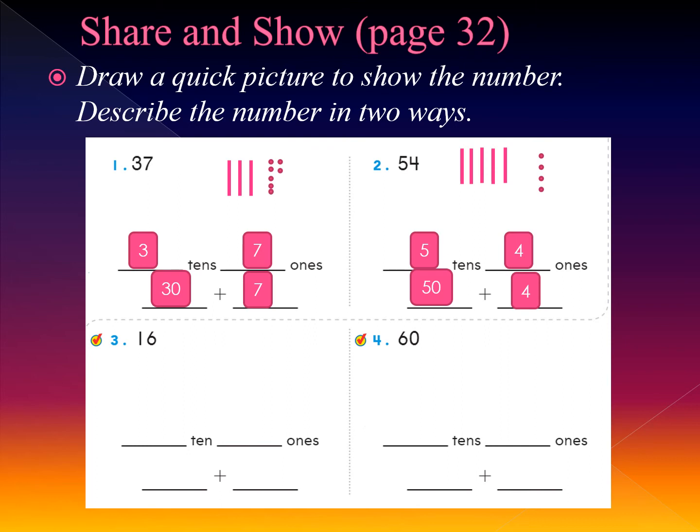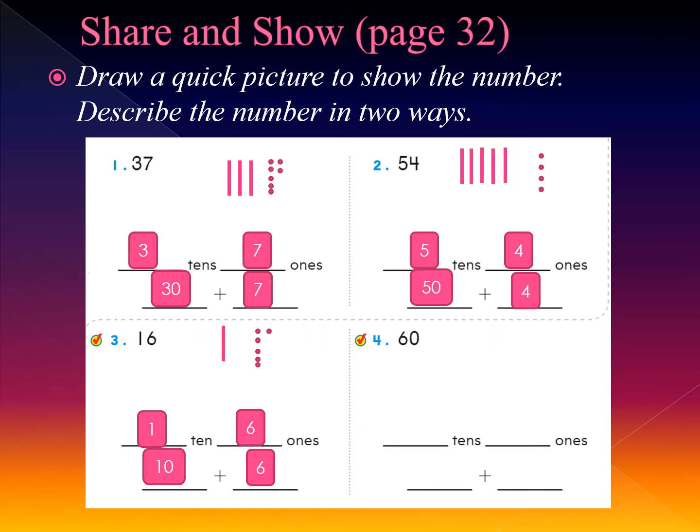Let's look at the third one. The number is 16. How many tens are there in 16? There's only 1 ten. And how many ones do we have in 16? We have 6 ones. Okay, 1 ten plus 6 ones. 1 ten is how much? It's slightly tricky. You might be a little confused, but if you're not, bravo to you. It's 10 plus 6. 10 plus 6 will give you 16.